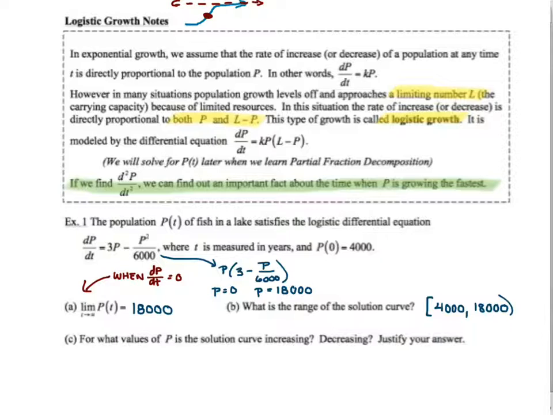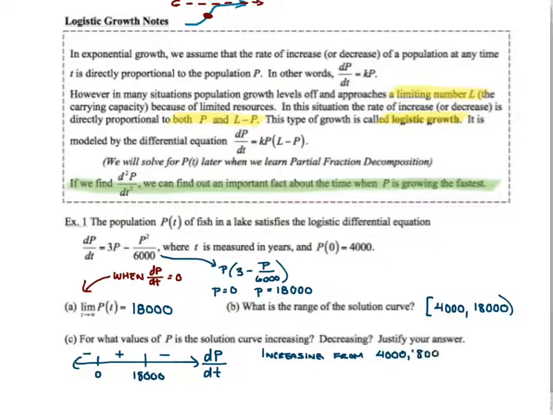Okay, for what values of p is the solution curve increasing? Well, I already found my critical values of the first derivative, so let's plot 0 and 18,000 on the first derivative number line. Don't forget to label your number line: 0, 18,000. And it's negative, positive, negative. Plug it into the first derivative equation. Remember, the range of my solution curve only goes from 4,000 to 18,000, so I don't need anything less than 0 or anything greater than 18,000. So I'm only increasing on the interval 4,000 to 18,000. Restrict it to the range of your solution curve.